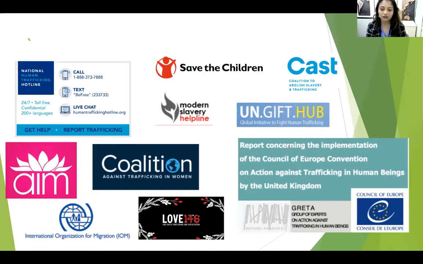The Council of Europe had a conference in 2008, and they started an organization called GRETA, which is the Group of Experts on Action against Trafficking in Human Beings. GRETA is basically an organization in Europe that visits countries and makes sure that legislation is being followed, and that they are actually giving the resources that they're supposed to give to these victims. And UN.GIFT is a global initiative to fight human trafficking.